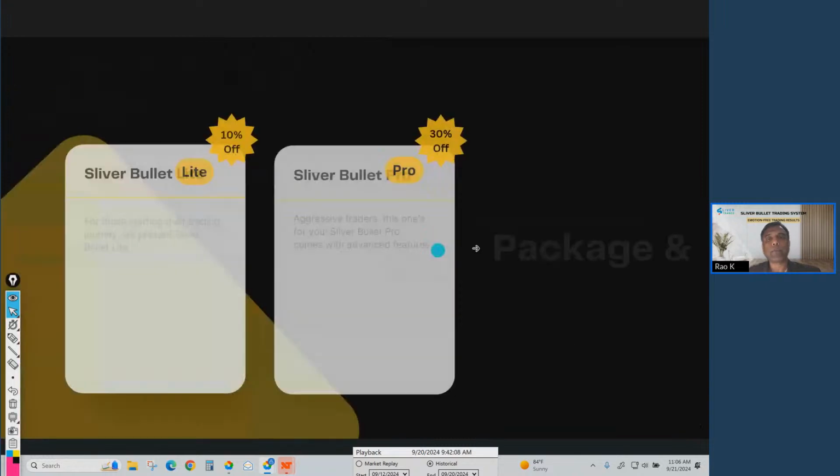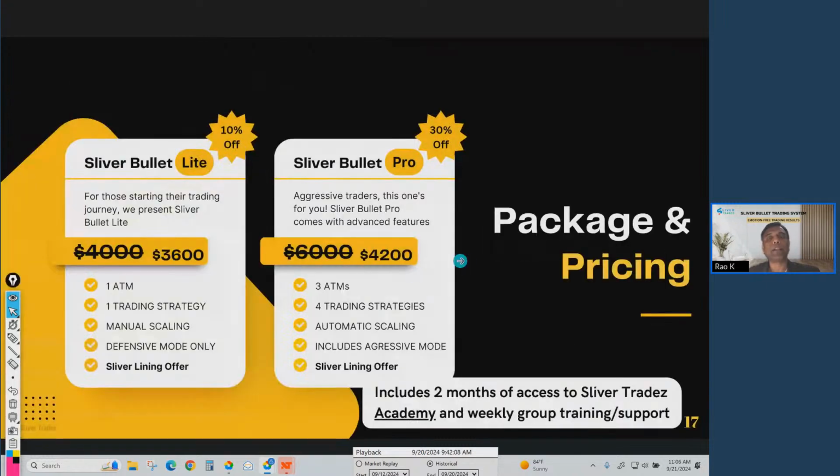And the pro version is, as I mentioned, the goal is to bring the cost of trading below $5,000. So this brings the cost below $5,000, to 4,200. And you get access to Sliver Trades Academy. You will receive 4 weekly group training sessions where I will personally teach you everything about the software and the strategies and the funding program and how to go about trading, followed by 4 weeks of support where I will answer any questions about the software or the trading strategies.